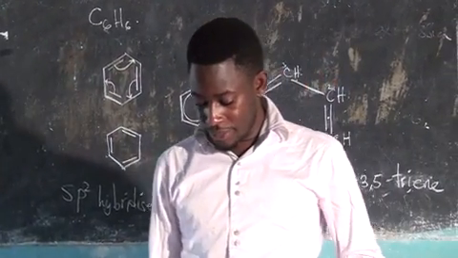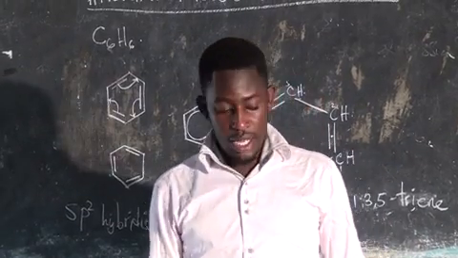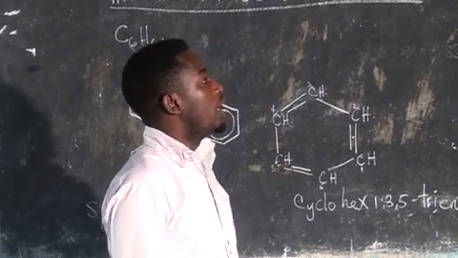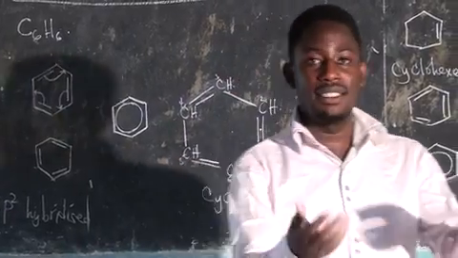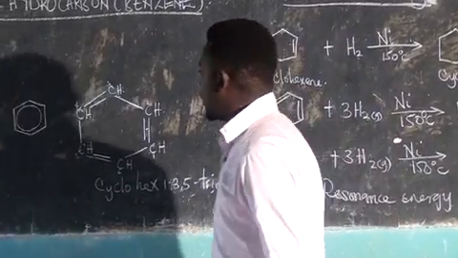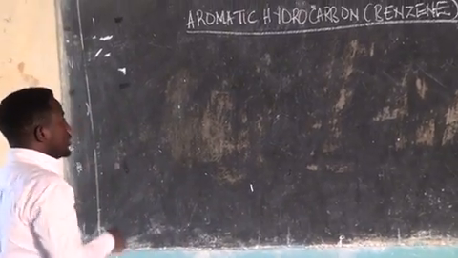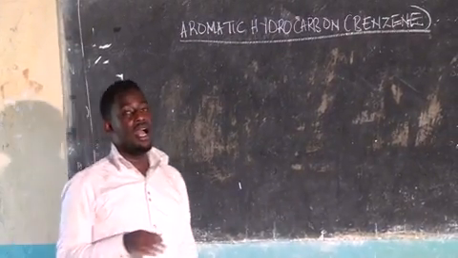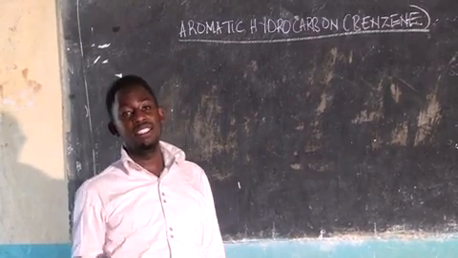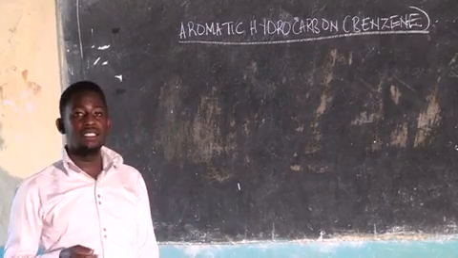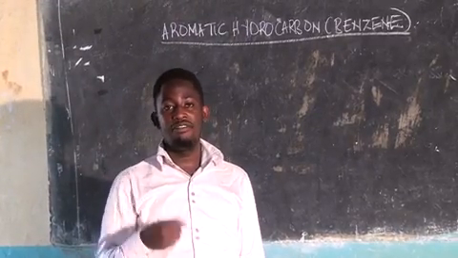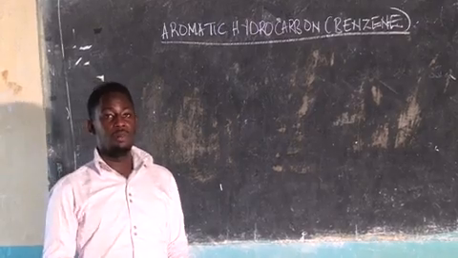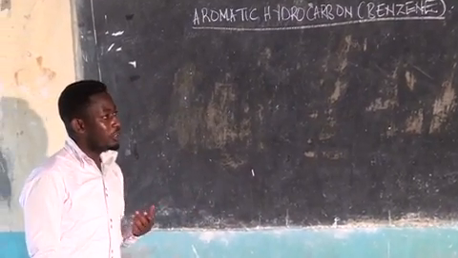Now we are going to look at how to produce benzene, or the synthesis of benzene. We are going to say that if we are going to produce benzene on a large scale, we are going to have to get it from petroleum by fractional distillation. So benzene can come from petroleum by fractional distillation.